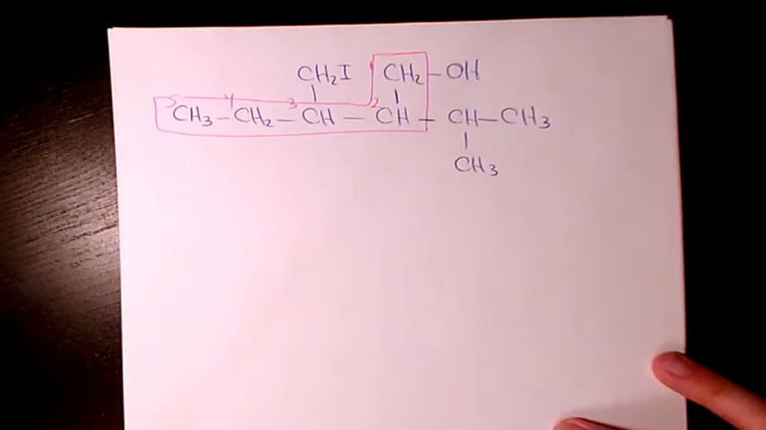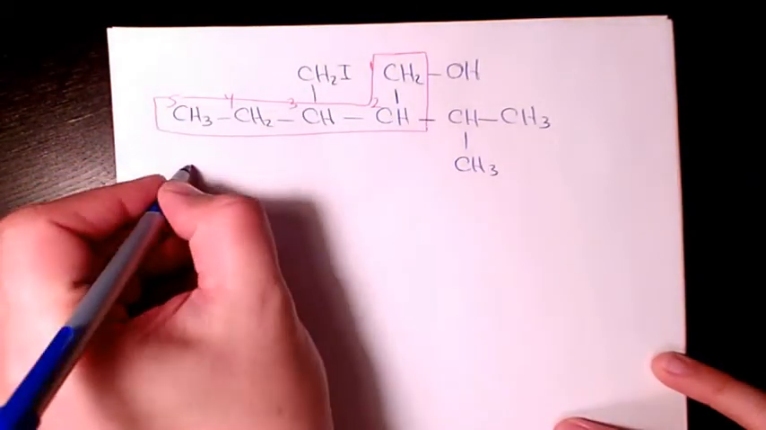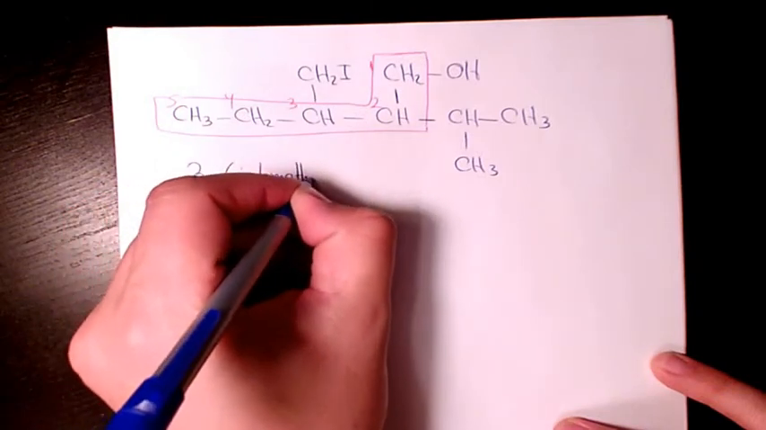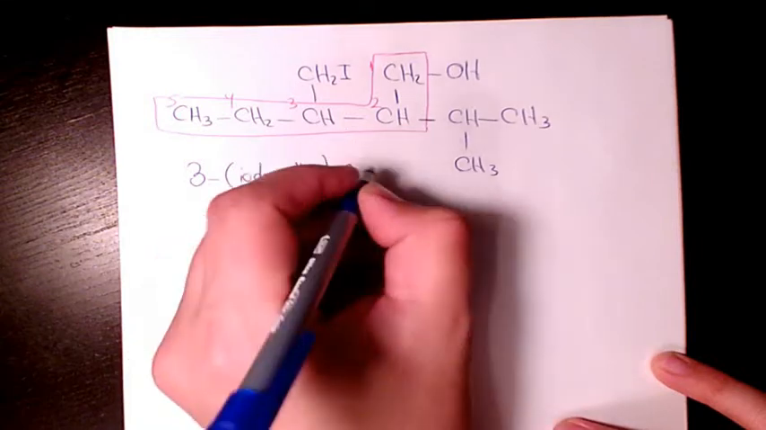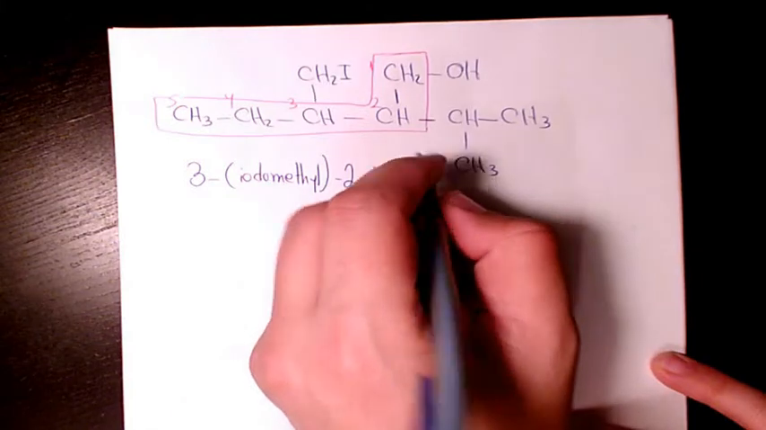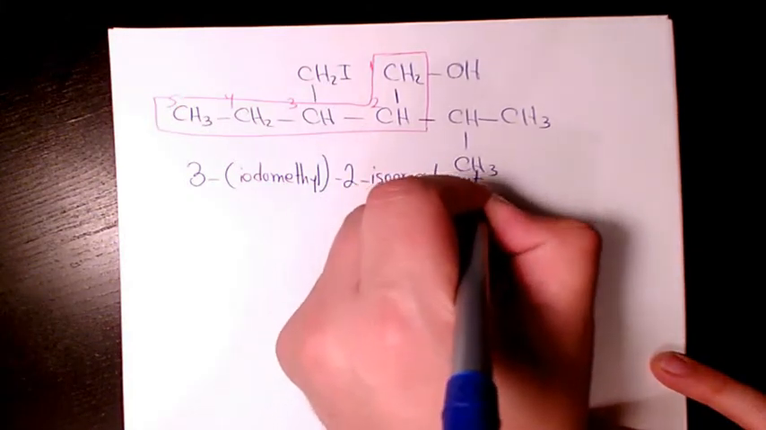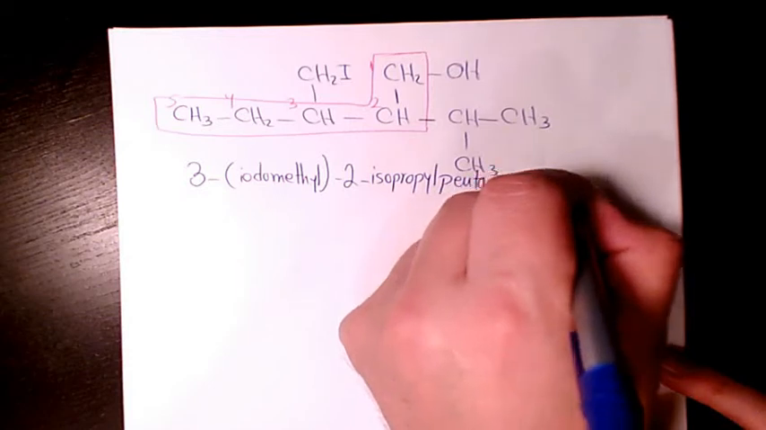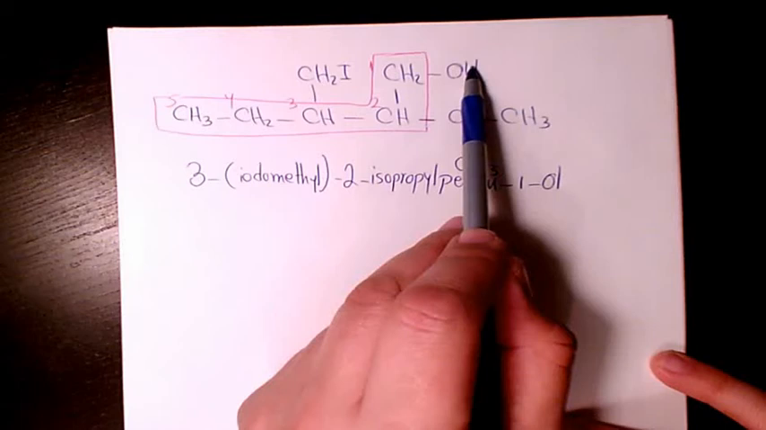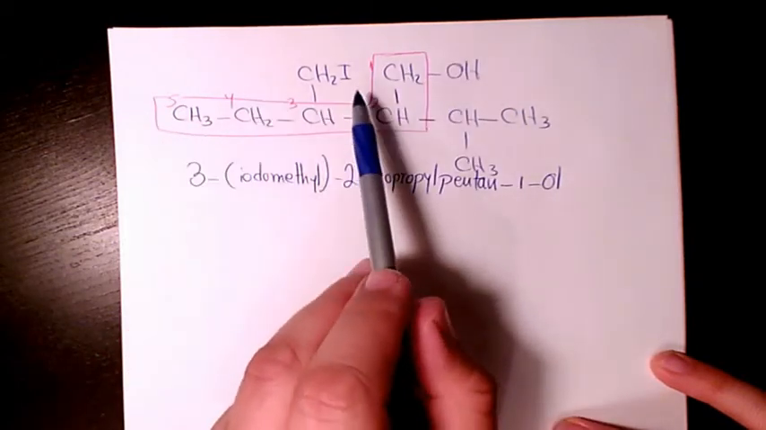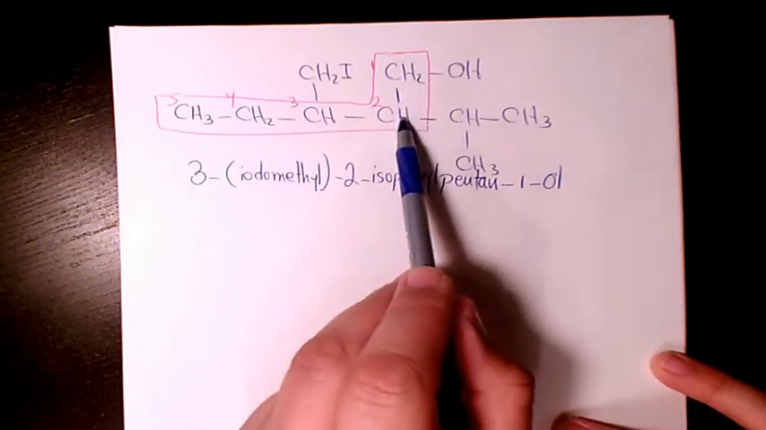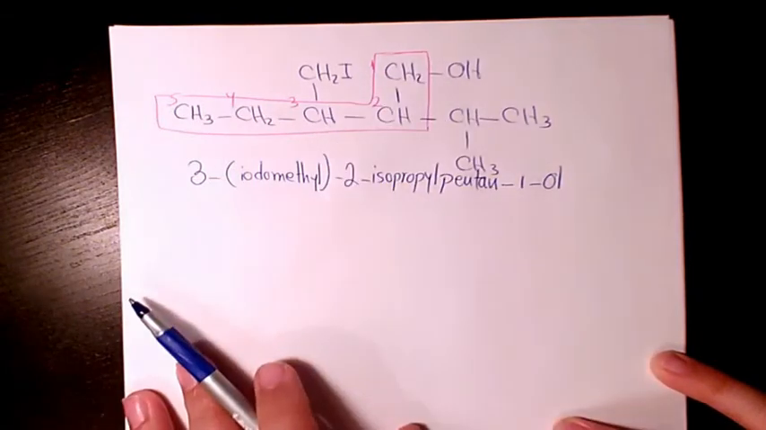So therefore I'm gonna call it 3-iodomethyl, 2-isopropyl, pentan-1-ol. Because this is the first carbon, it's going to be 1-ol. 3-iodomethyl, 2-isopropyl, and 1-ol. This is the name of this organic compound.